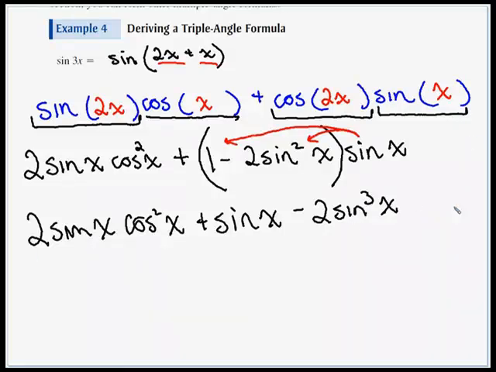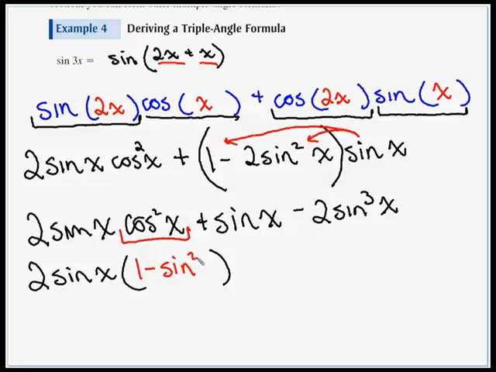Now when I look across this here, I see lots of sines, and I see this one lonely cosine squared. So everything is some form of sine except this. So let's replace that with 1 minus sine squared of x. So we're going to have our 2 sine x. And we're going to replace that with a Pythagorean identity, 1 minus sine squared of x. And then we have our plus sine x minus 2 sine to the third of x.